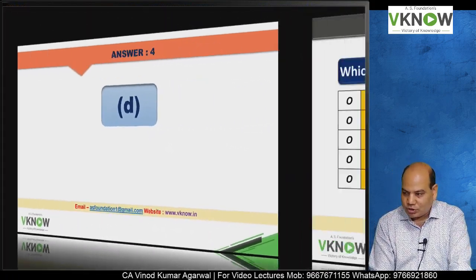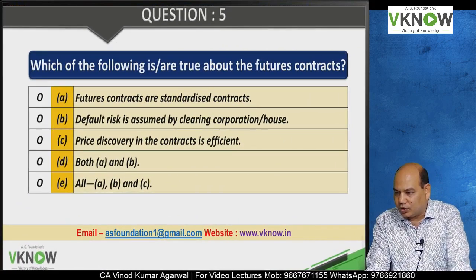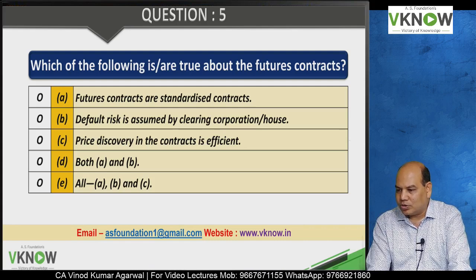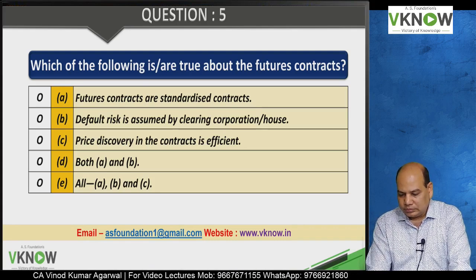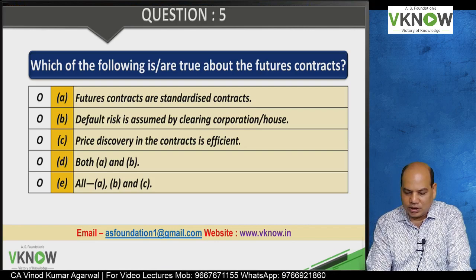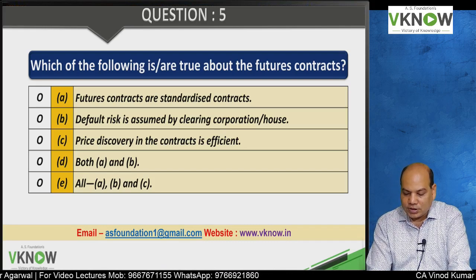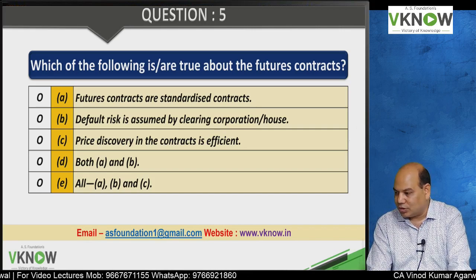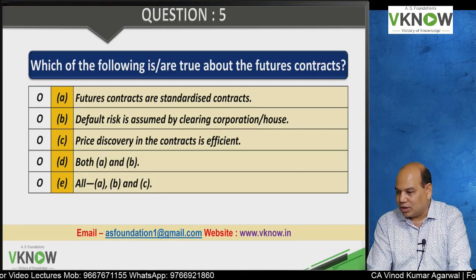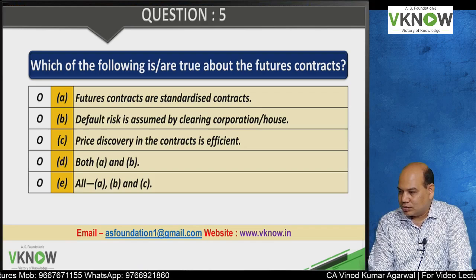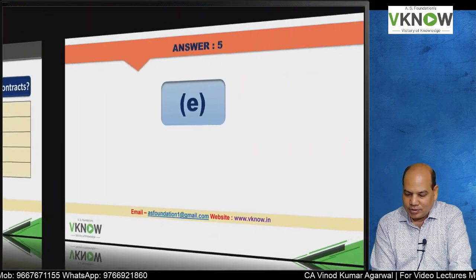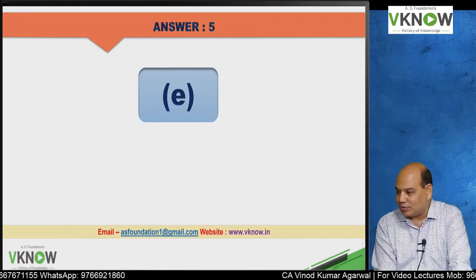Now try this one. Question number 5. Which of the following is or are true about the futures contract? Is or are means more than one answer is possible. A: futures contracts are standardized contracts. B: default risk is assumed by the clearing house or clearing corporation. C: price discovery in the contract is efficient. Both A and B, all the three options are correct. What is your view? The student has replied E. Let us see. E is the right answer. All three options were correct.